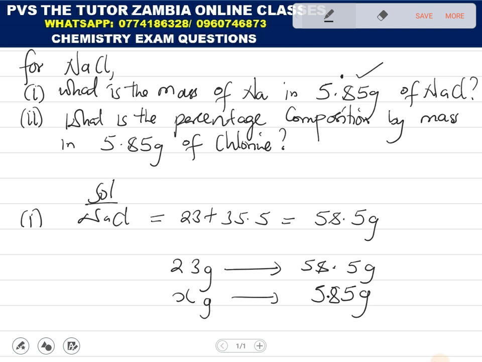Look, these two numbers are not the same. This one is 58.5, this one is 5.85. So 23 grams of sodium is going with 58.5 grams. Do you know the reason why? These are the weights. So the weight of this is this one here, and the weight of sodium is this one here, so they go hand in hand. But what of the mass of sodium contained in this? We don't know, so we put X, then we cross multiply.